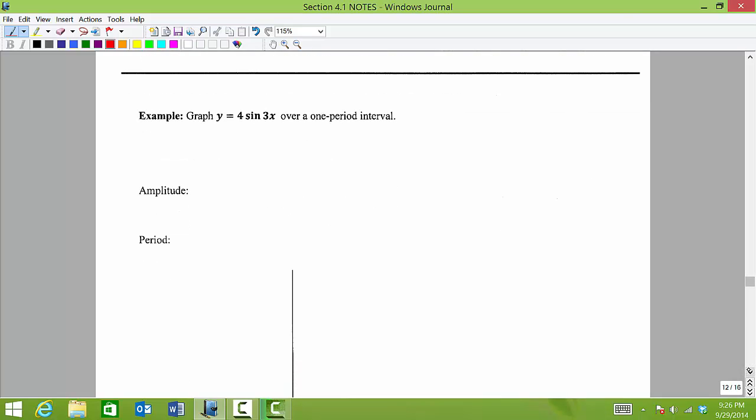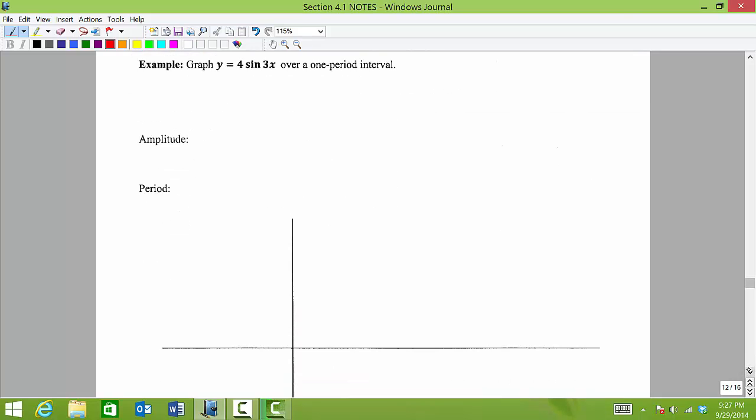So graph y equals 4 sine of 3x. So we have multiplied 4 times the outside of our function, so our amplitude is 4, that's our a. And on the inside of the function we have multiplied by 3, that's our b. That's going to change our period. The 2 pi divided by b, so our period will be 2 pi divided by 3.